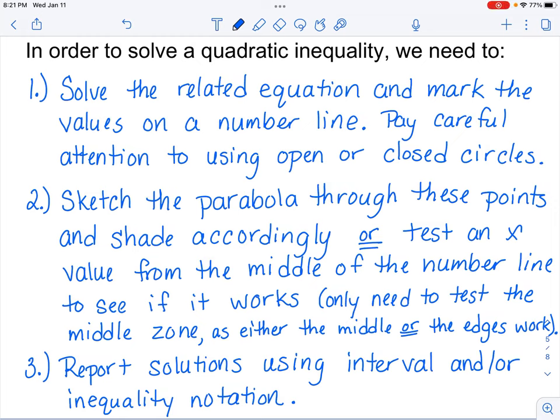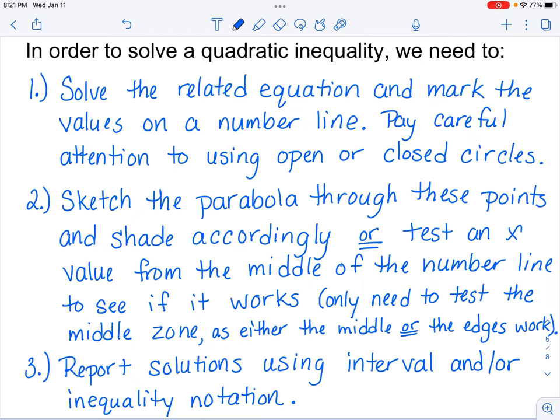All right, now let's talk through how to solve a quadratic inequality. So I've already written it out here, but I want to talk you through the thought process of it. So step one is to solve the related equation, either by factoring, square rooting, or the quadratic formula, whichever method makes the most sense based off of the expression you see in front of you. And then mark the values that you get on a number line.